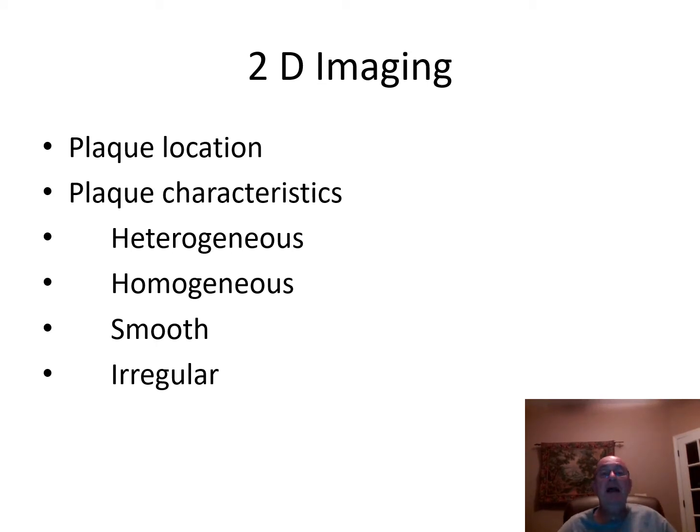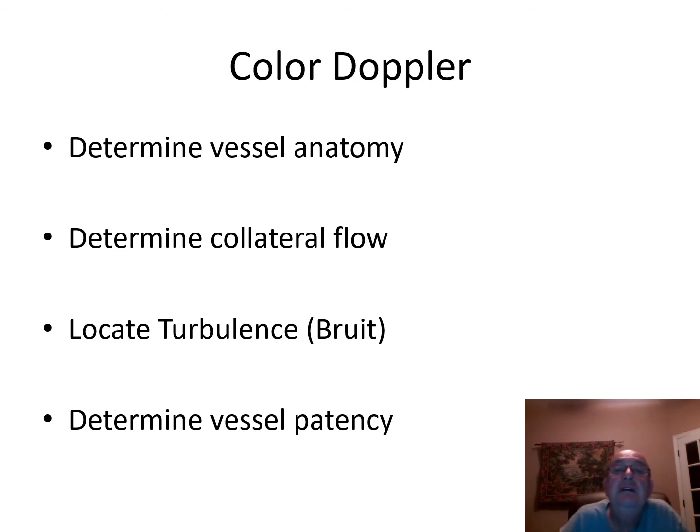If we do see plaque, we can turn the color off and do generalizations, characterizations of the plaque. We'd use the same as we would with carotid. There's either hetero or homogeneous, smooth or irregular walls. The color is very useful for determining the vessel anatomy. It also lets us see collateral flow, locate any turbulence that may be associated with a bruit, and of course ultimately help us determine vessel patency.